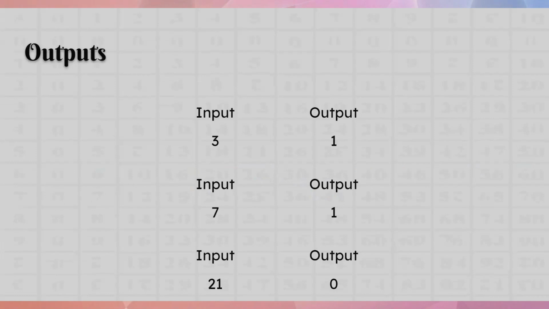Now, if we have an input of 3, our output would be 1 because it's true that 3 is a multiple of 3, but it's not a multiple of 7. If we have an input of 7, the output would be 1 because the input is not a multiple of 3, but is a multiple of 7. If we have an input of 21, we'll have an output of 0 because 21 is a multiple of 3 and a multiple of 7, which will give us a false value.